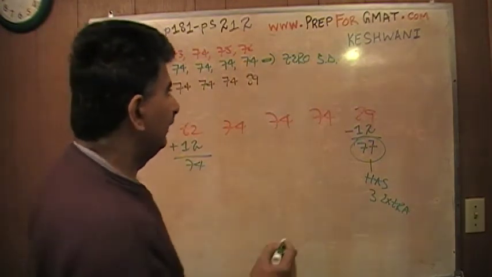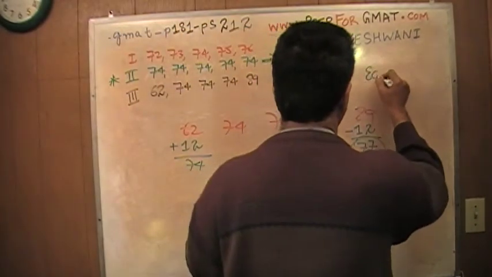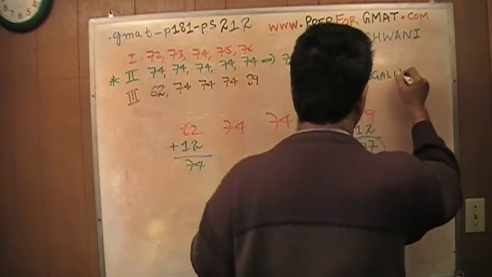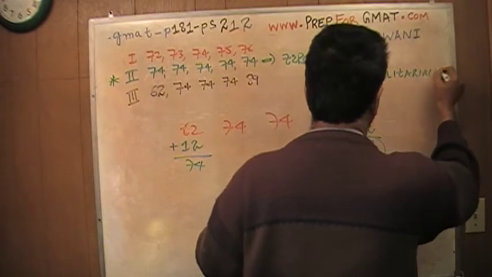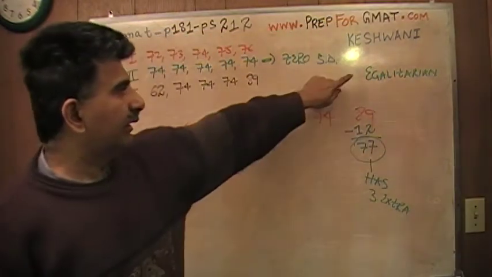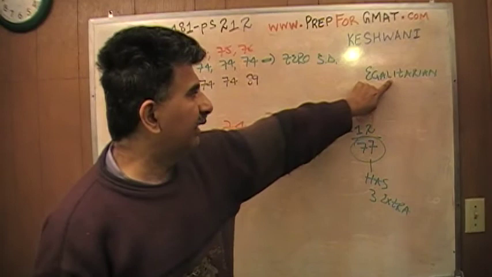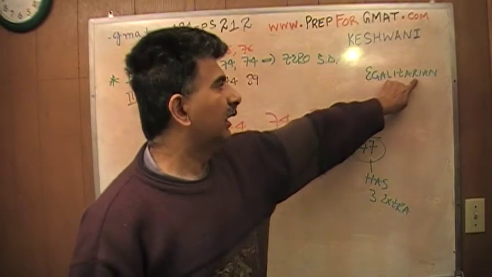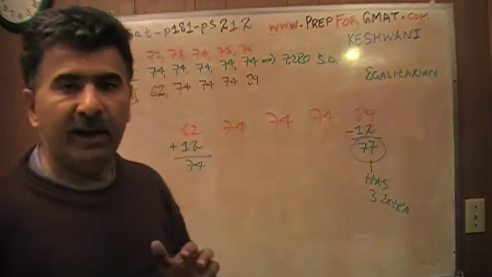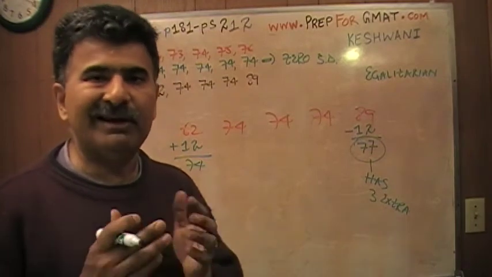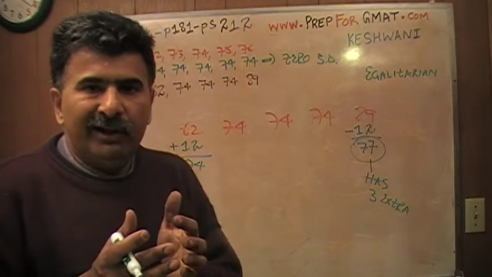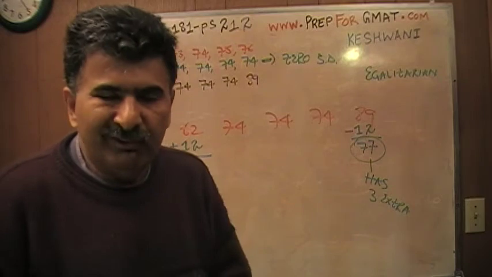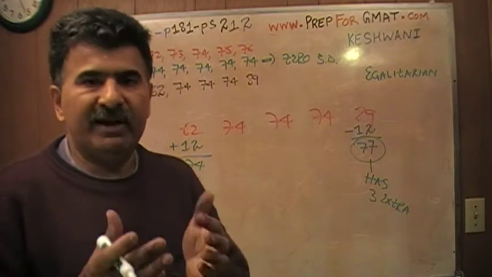Average is an, look up this word and learn it. Egalitarian. E-G-A-L-I-T-A-R-I-A-N. Egalitarian. Average is an egalitarian concept where everybody is equal. In the village of average, it's a communist village. In the village of average, everybody is equal. Everybody has the same amount of money.